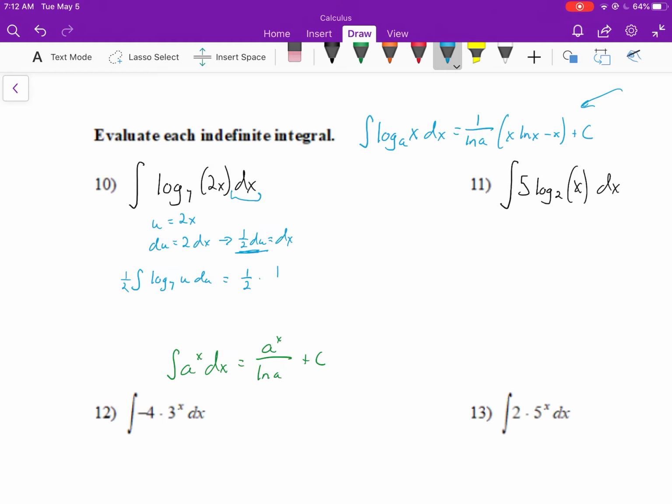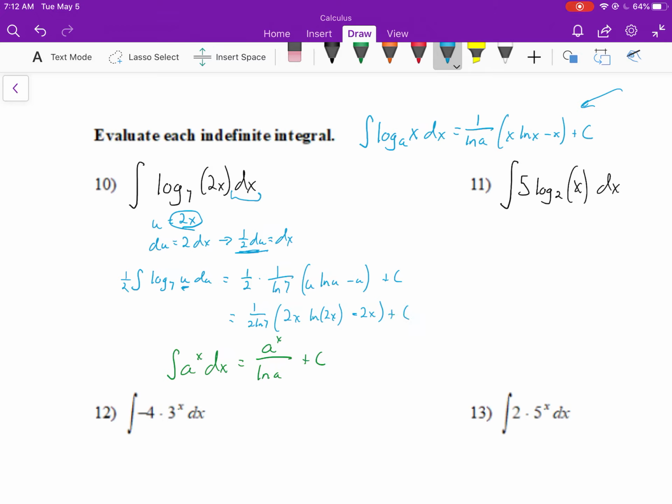So this is 1 over the natural log of a, which in this case is 7, times, and we're not using x, we're using u, remember, so u times the natural log of u minus u plus c. And we do want to substitute back in, so we have 1 over 2 times the natural log of 7, and then our u up here, remember, was 2x, so we have 2x times the natural log of 2x minus 2x.